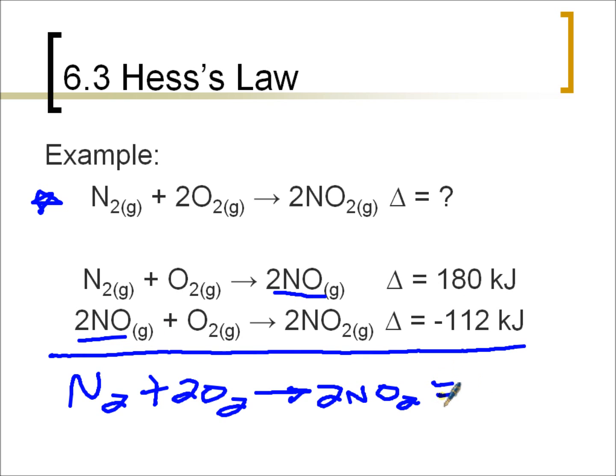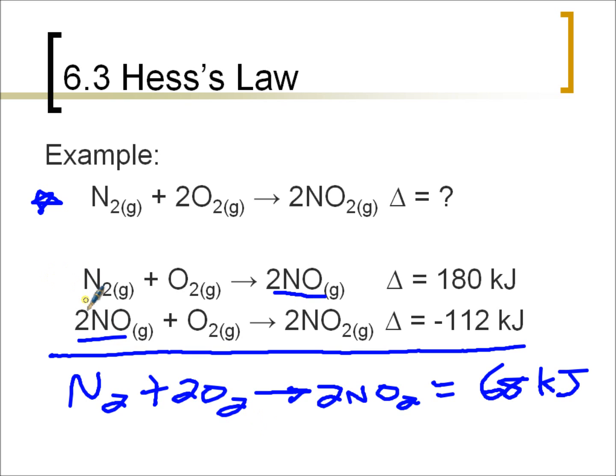If you plug this in your calculator, 180 minus 112, we're going to get 68 kilojoules after all said and done. So by Hess's law, I was able to determine that this reaction is endothermic and it absorbs 68 kilojoules of heat without actually having to do the reaction. So if I need to do the reaction, I can get an idea as to what the outcome will be before I even do it.